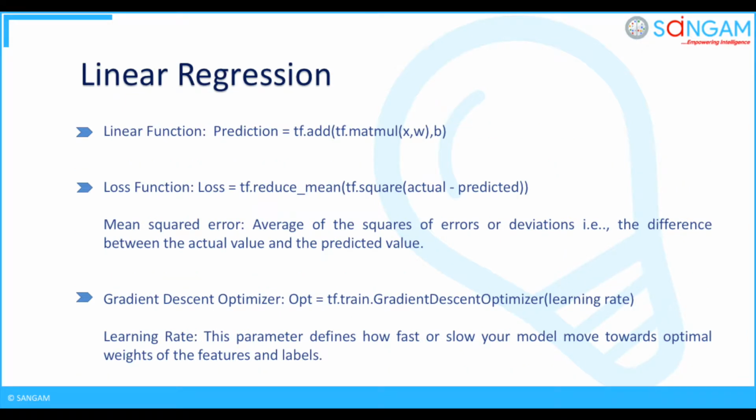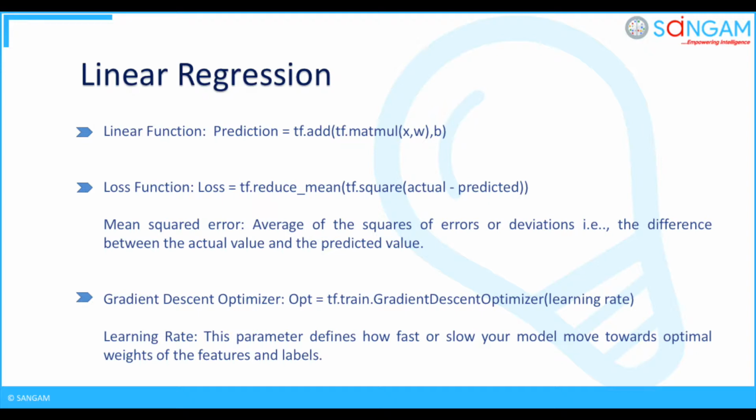Now, let us start talking about a supervised machine learning model, which is the linear regression model. The most important function to build a linear regression model is the implementation of the linear equation, that is, prediction equals wx plus b. To build this equation in TensorFlow, it can be written as prediction equals tf.add(tf.matmul(x, w), b).